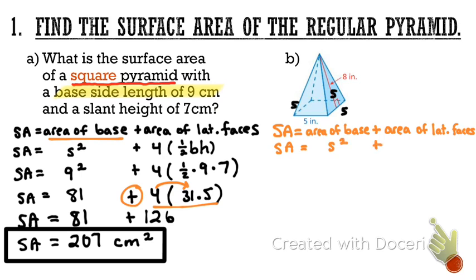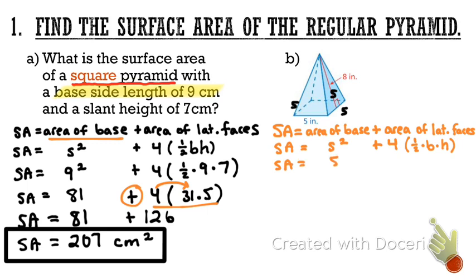Plus, we're going to do the area of the lateral faces. Once again, because we know that it is a square, there are going to be 4 lateral faces because we've got all those 4 sides going up. And every time on a pyramid, the face is going to be a triangle. So we're going to also multiply that times half times base times height. So let's start plugging some numbers in.